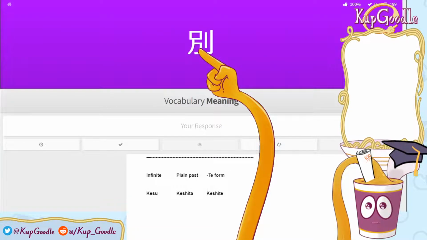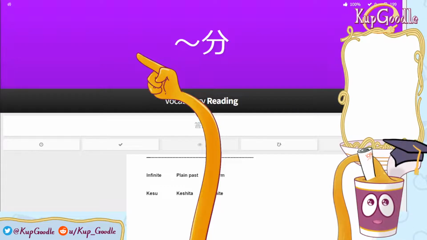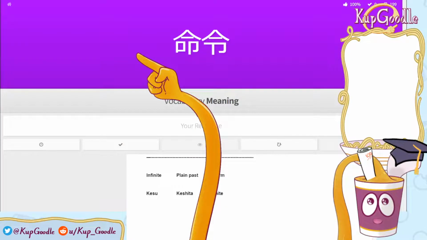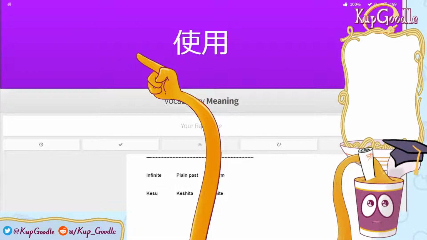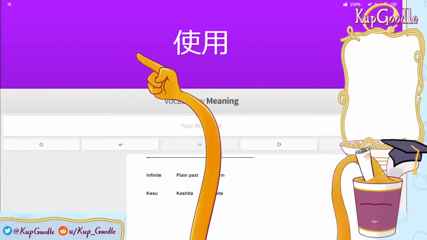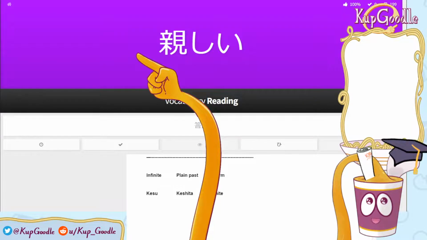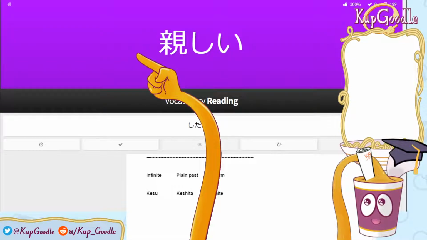Betsu. Different, separate. There we go. All right, minutes. Bun, hun. Oh, mayday. Mayday is orders, right? Shiol, use. Is this oyashi? No, shitashi. Shitashi. To be parent-like is to be intimate. Shitashi.